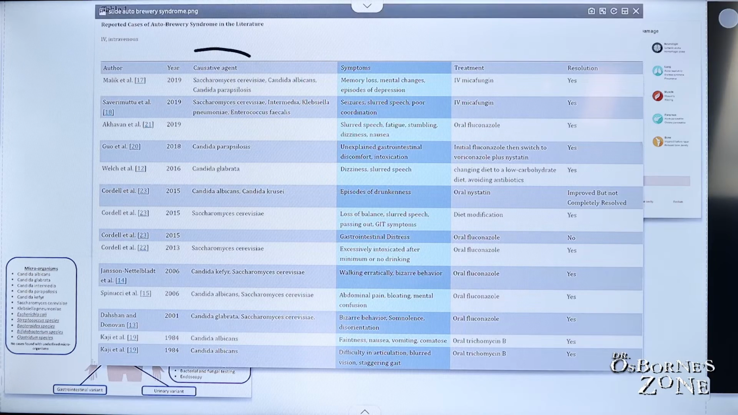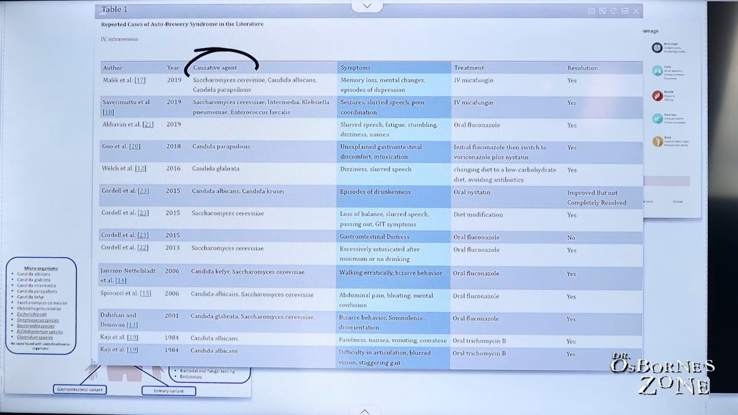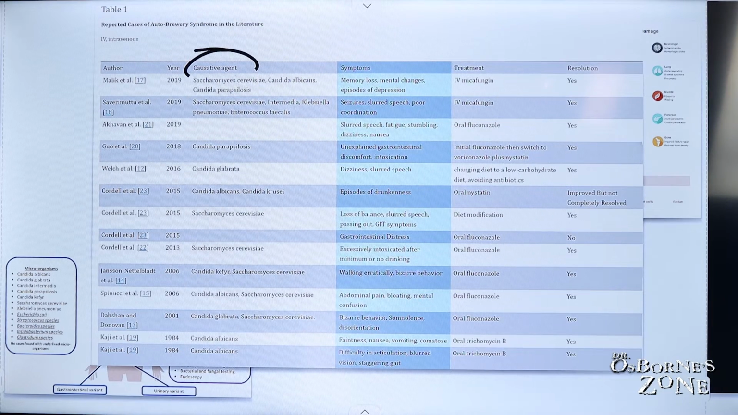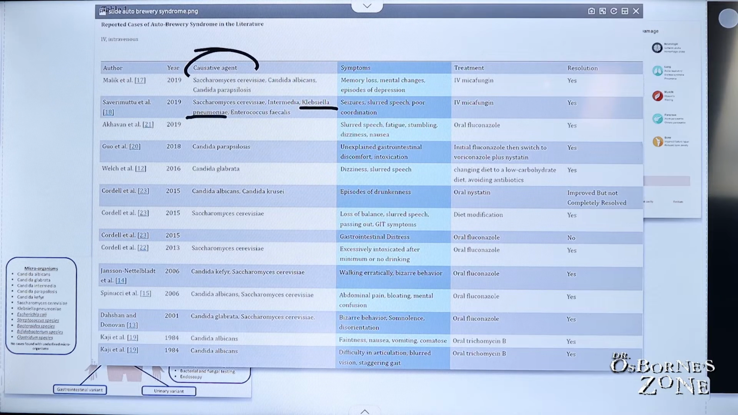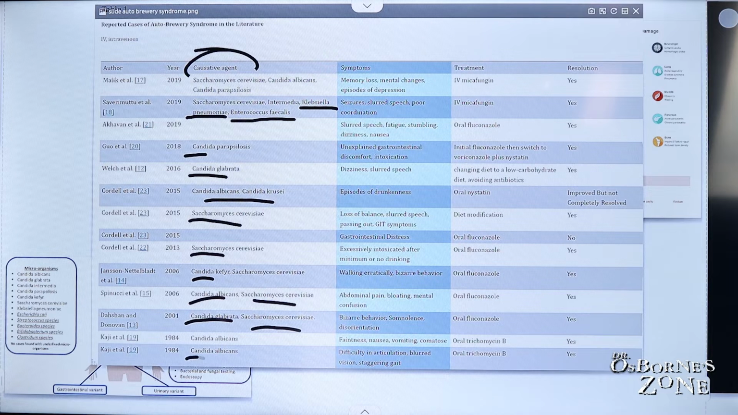These are the causative agents here on the left. You can see these are all just the different types of microorganisms. So Saccharomyces cerevisiae, which is brewer's yeast. It's what they make alcohol with. Candida albicans, Candida parapsilosis. You can see here Klebsiella, the bacteria we talked about a moment ago. There's another kind of bacteria, in this case, called Enterococcus faecalis. And then multiple forms of Candida, Candida and Saccharomyces together, and then two Candida albicans.